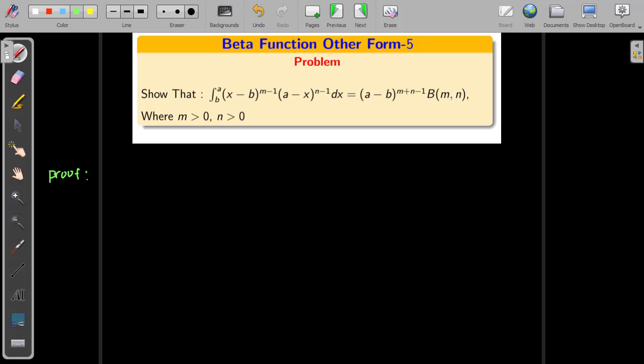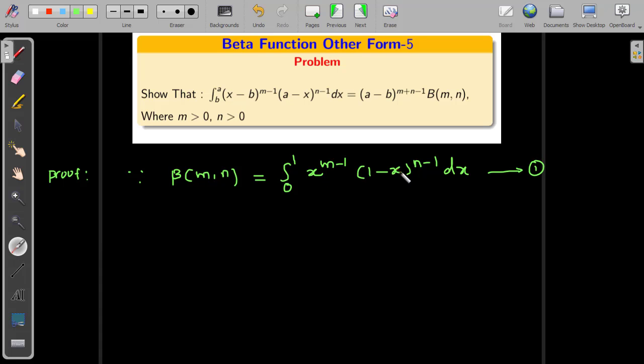To prove this result, I'll recall the definition of the beta function. By definition, beta of m comma n is equal to the integral from 0 to 1 of x to the power of m minus 1 times (1 minus x) to the power n minus 1 dx. Let's suppose this is equation number 1. Now let's take x equal to some substitution in such a way that I get limits b to a, which means the substitution contains a and b symbols.